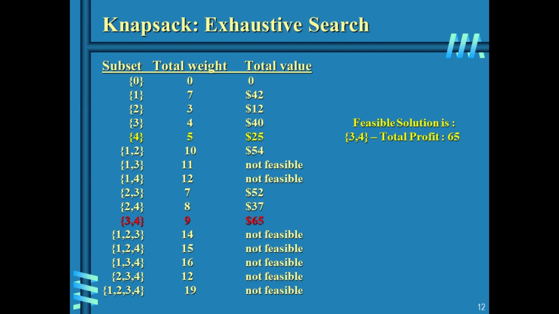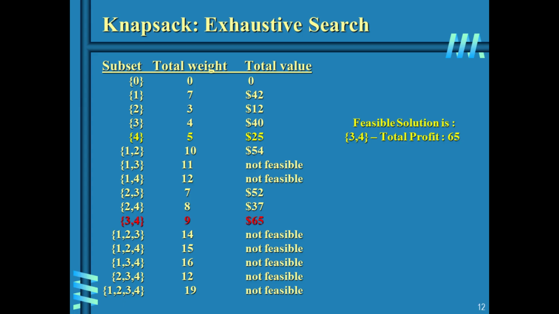Next, I am trying to place item number 3 alone in the knapsack whose weight is 4, which is again less than the total knapsack capacity 10, and the corresponding value of item number 3 is 40. Next, I am trying to place only item number 4 inside the knapsack whose weight is 5, which is again less than the knapsack capacity 10, and the corresponding value of item number 4 is 25.